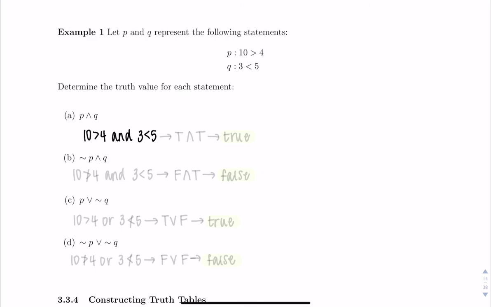Is 10 greater than 4? That is a true statement, and we use our little arrow up. And 3 is less than 5 is also a true statement. So because the only time our conjunction is true is when both are true, that means that this is a true statement because both of them are true.